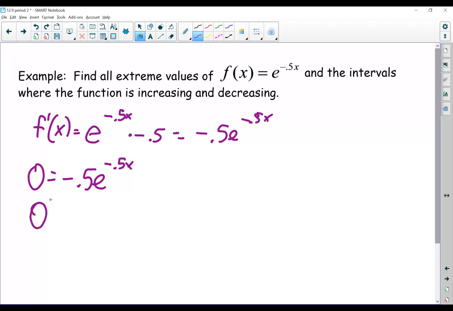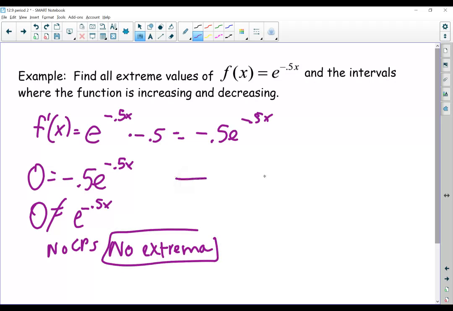and I divide both sides by that negative 0.5, I end up with this statement, which actually, guys, the e function is never going to hit 0. This has no critical points. Well, what does that tell me? That tells me the function is always increasing or always decreasing. There is no extrema, no extreme values.